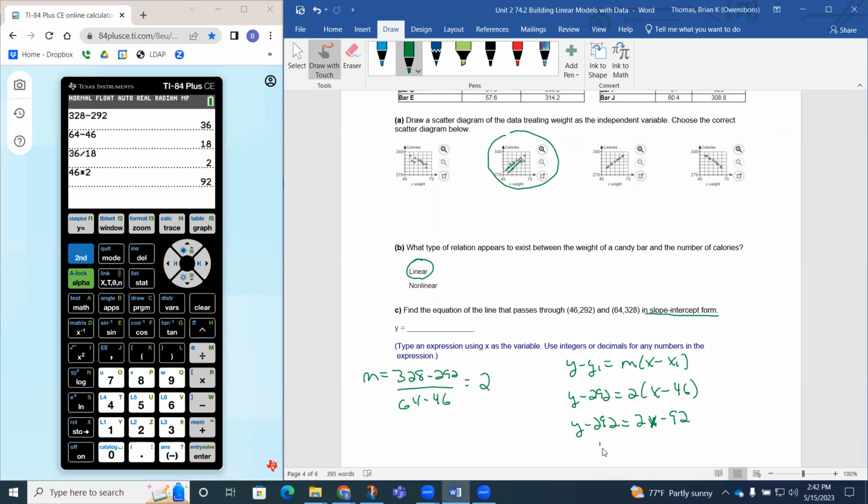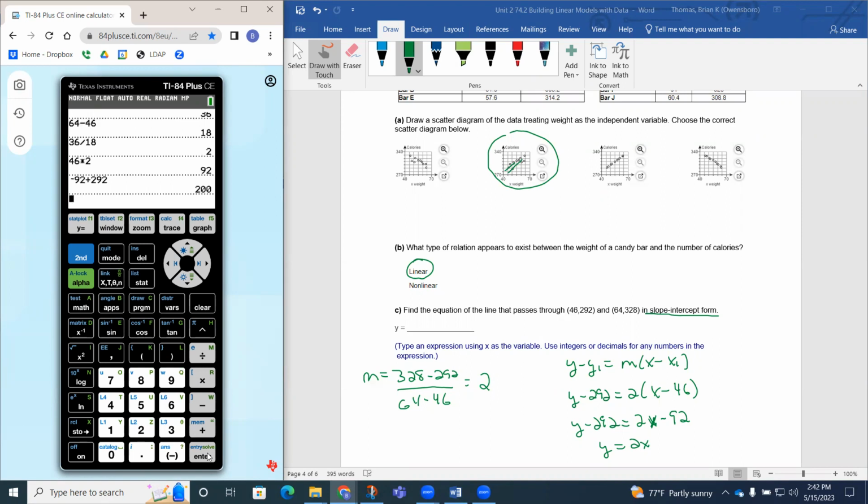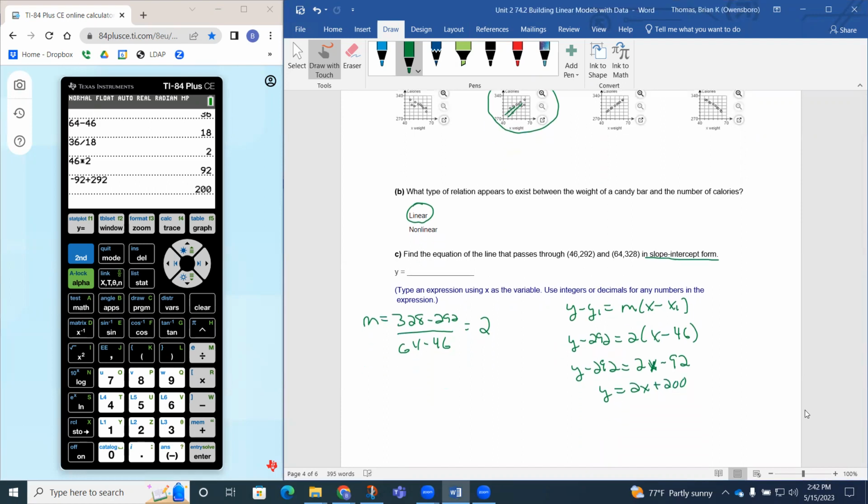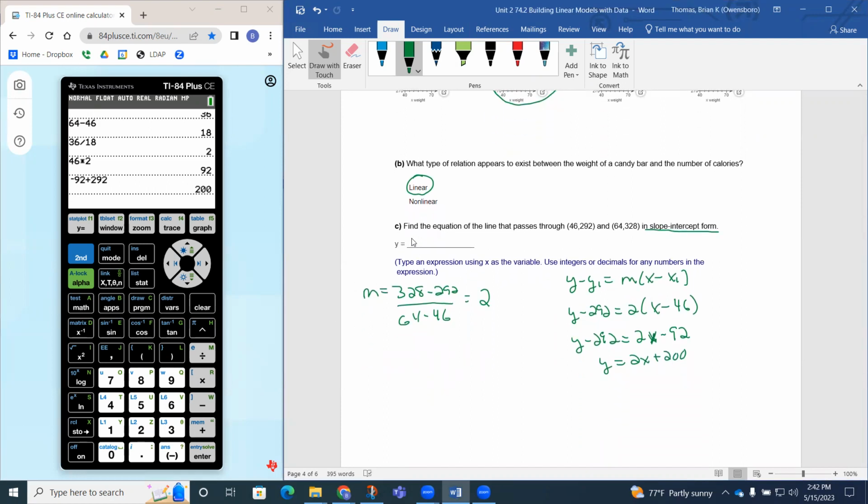Then if I add the 292 over to the other side, y equals 2x, and then we have negative 92 plus 292. That would be 200. That makes sense, so it'd be a positive 200. So that would be my line that I can use as a predictor: y equals 2x plus 200.